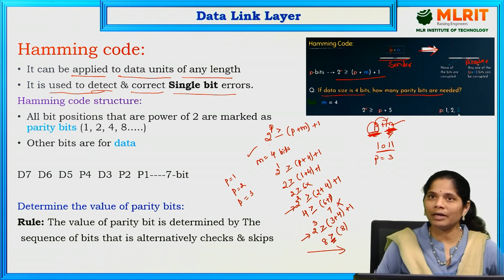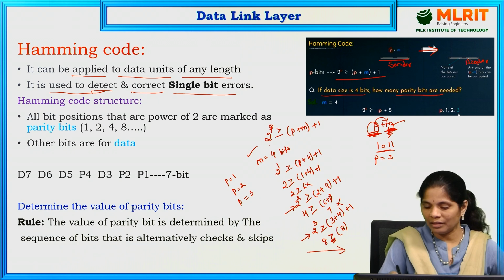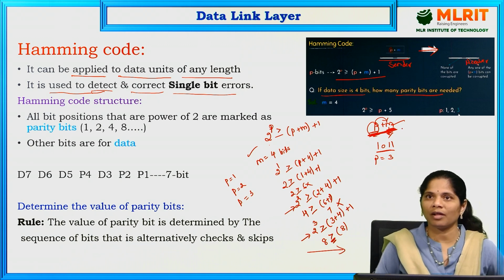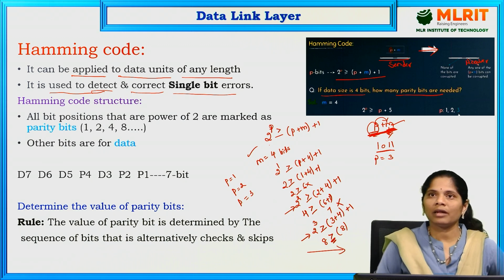Here, whatever data is sent from the sender, with these original messages, we have to add the parity bits also. Why do we have to add the parity bits to the original data? For detecting the errors and correcting the errors.